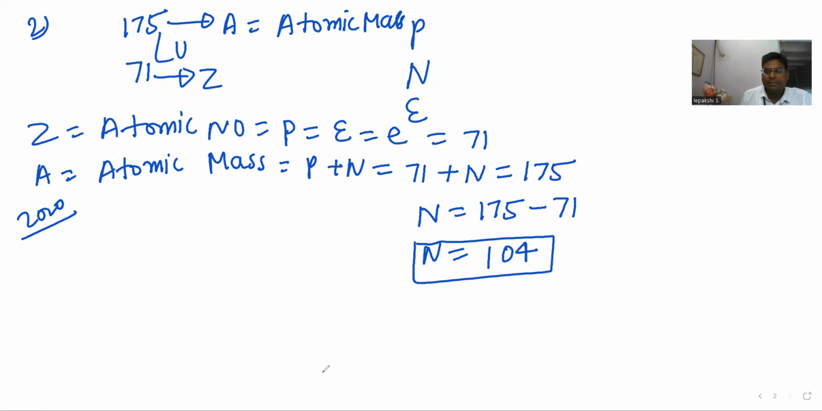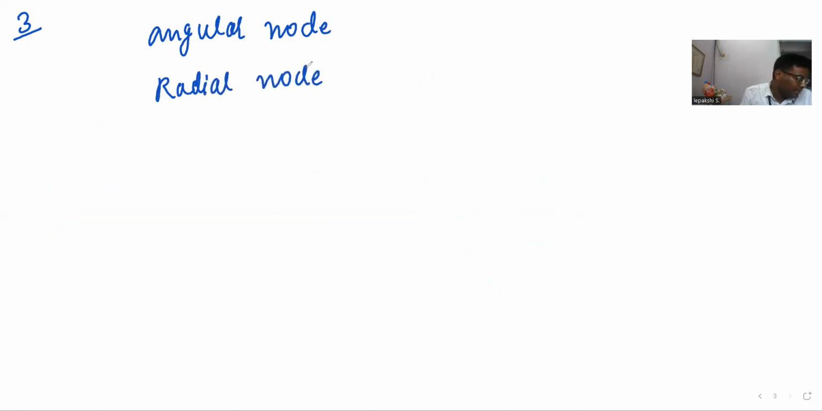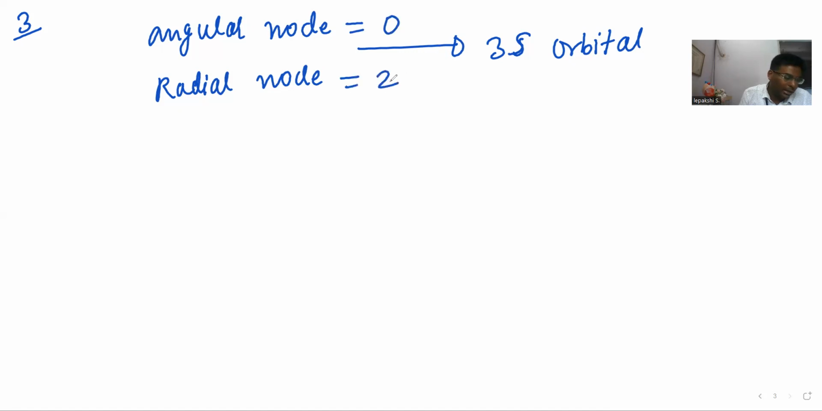Now see the next sum, the third one: the number of angular nodes and radial nodes in the 3s orbital. You have to find the angular node and radial node in the 3s orbital. It was asked in 2020. Let's see the explanation. So 0 will be the angular node and 2 will be the radial node. Let's see how it has come.